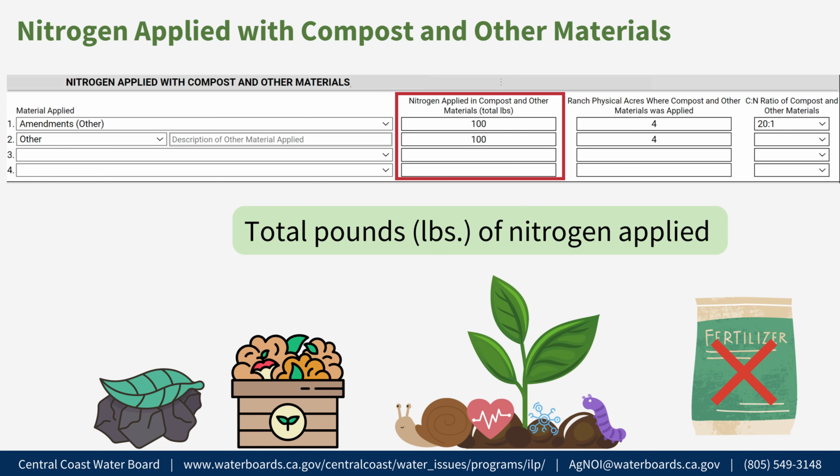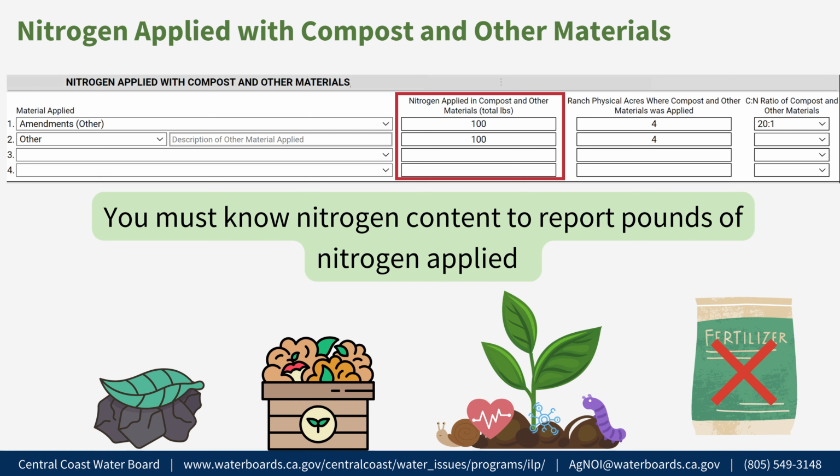Report the total pounds of nitrogen applied from compost, amendments like almond shells or glycerol, and all other nitrogen-containing materials. You may need to convert pounds or tons of gross material to pounds of nitrogen. You must know the nitrogen content of these materials to report the pounds of nitrogen applied. The nitrogen content information must be obtained from the manufacturer or by performing a laboratory analysis.